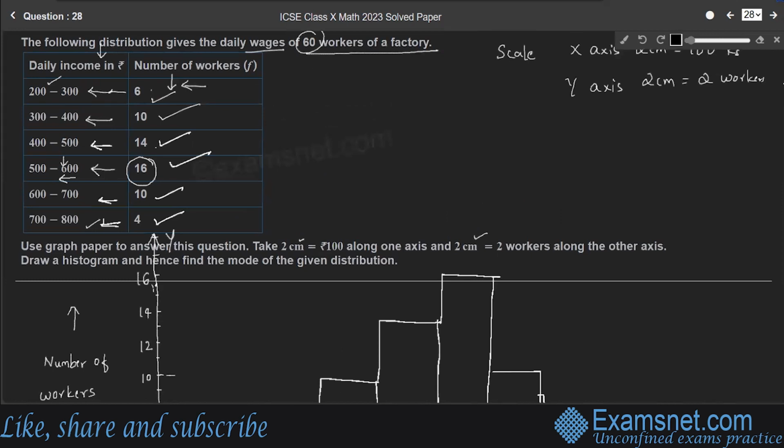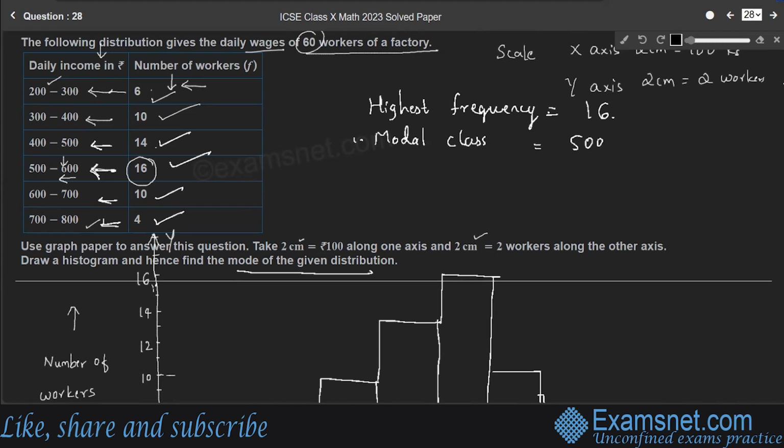So here we need to find the mode of the distribution. For mode, we need the highest frequency. So which is the highest frequency here? The highest frequency of the given distribution is 16. Right? 16 is the highest frequency, and that particular range or class is called the modal class. Therefore, the modal class is 500 to 600, this interval, right?